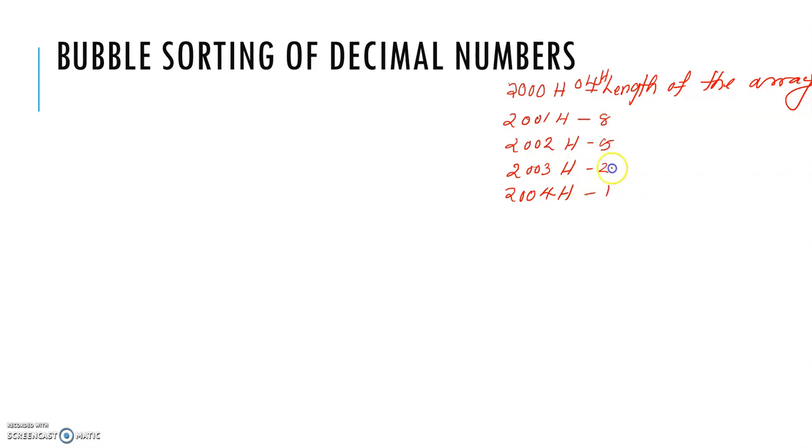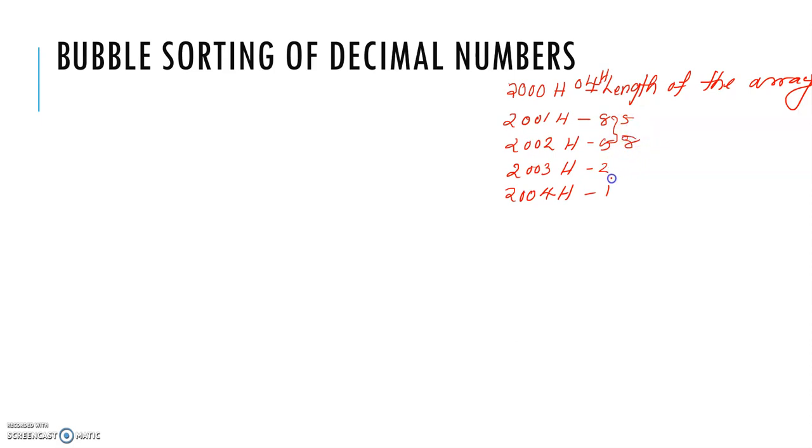We need to arrange these numbers in ascending order. So first check the first two numbers. To arrange in ascending order, you check these two numbers. If the second number is smaller than the first number, you swap it. Swap it means the 5 comes here and 8 comes here.